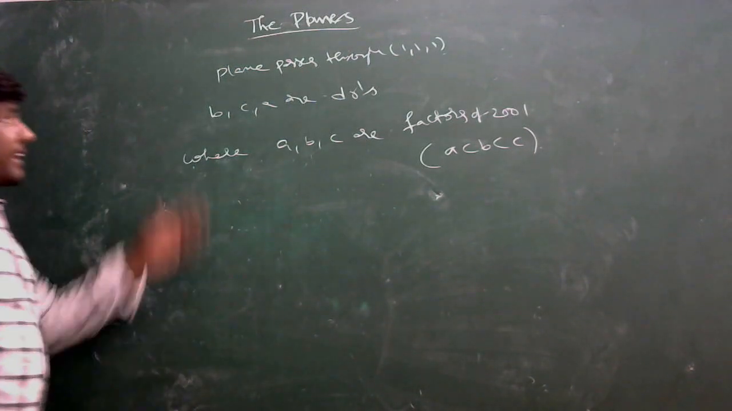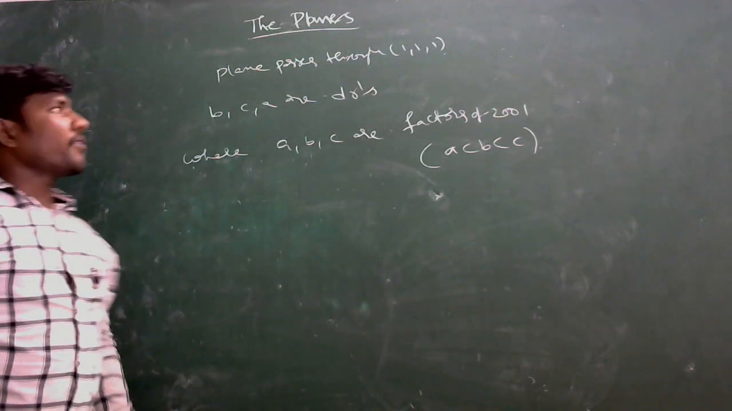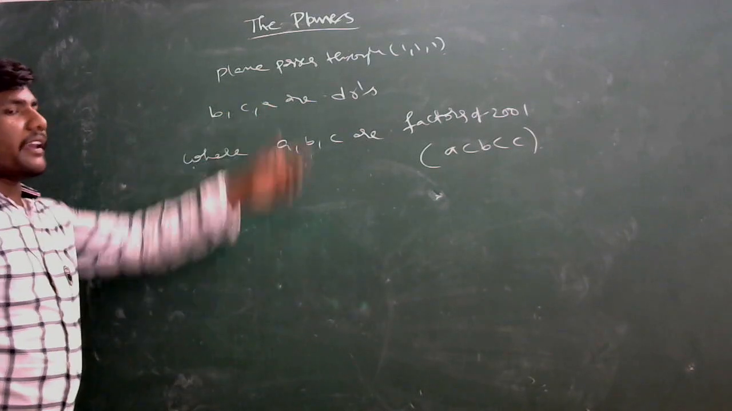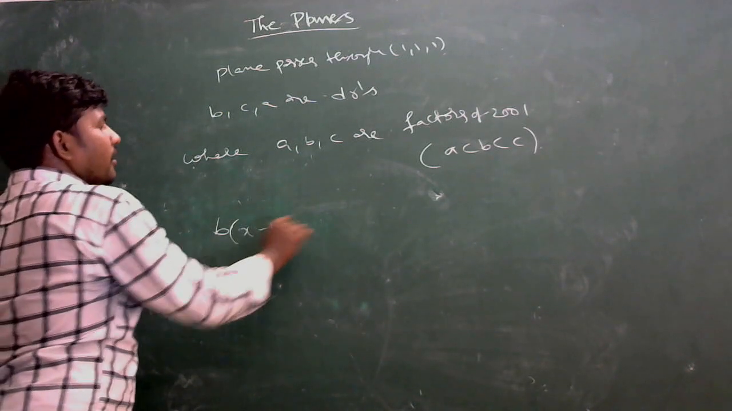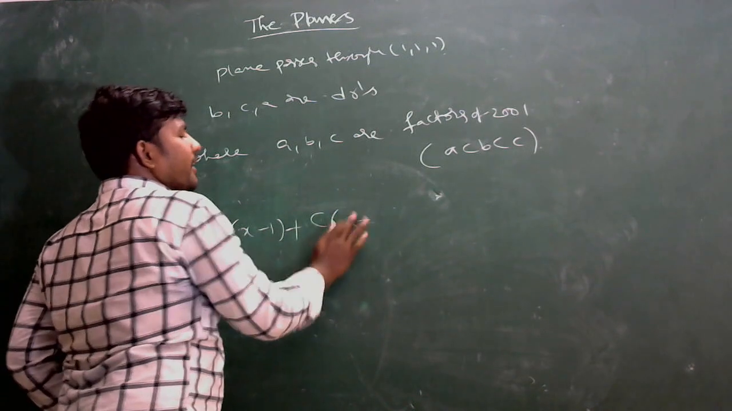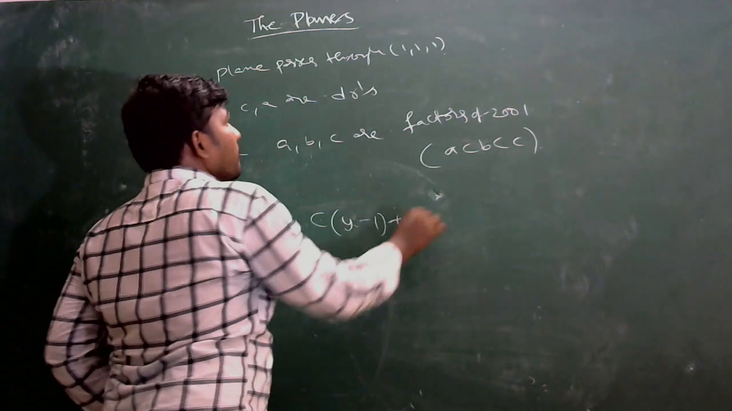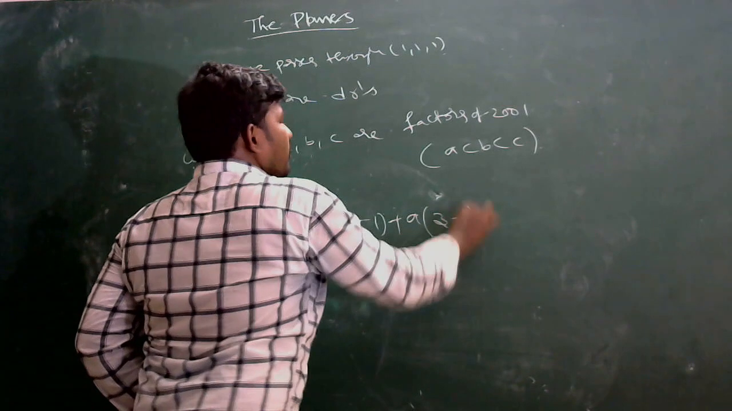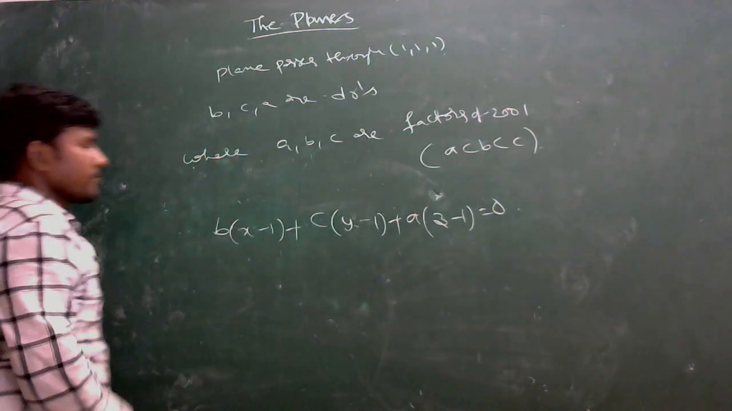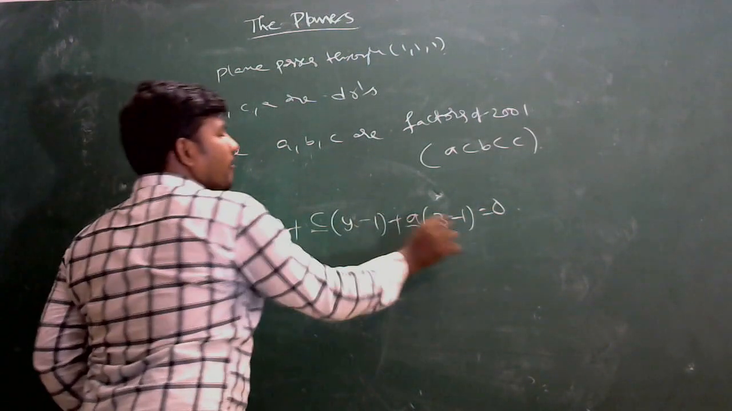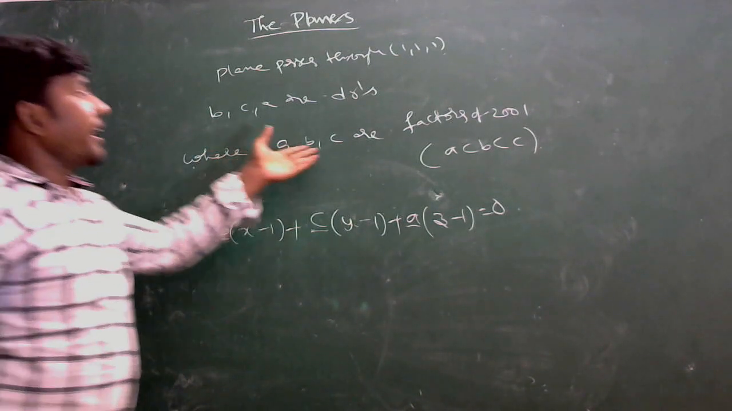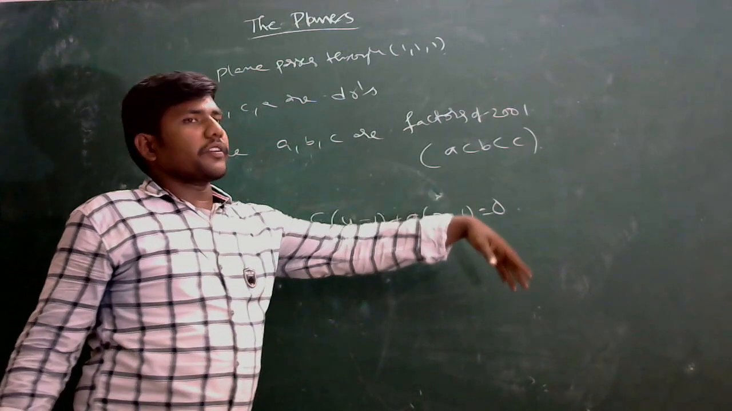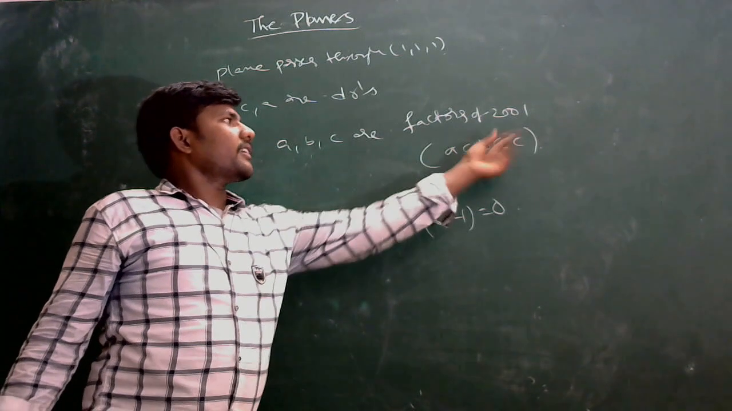They gave that the plane passes through (1, 1, 1) and the direction ratios are b, c, a. That means the required plane equation is b(x − 1) + c(y − 1) + a(z − 1) = 0. We have to find the values of a, b, c. They gave a clue: a, b, c are the factors of 2001, a < b < c.